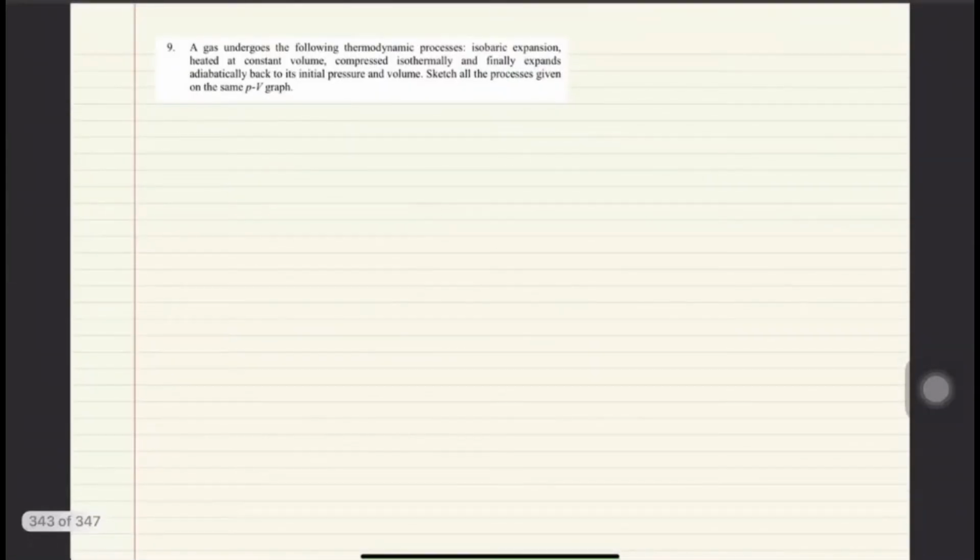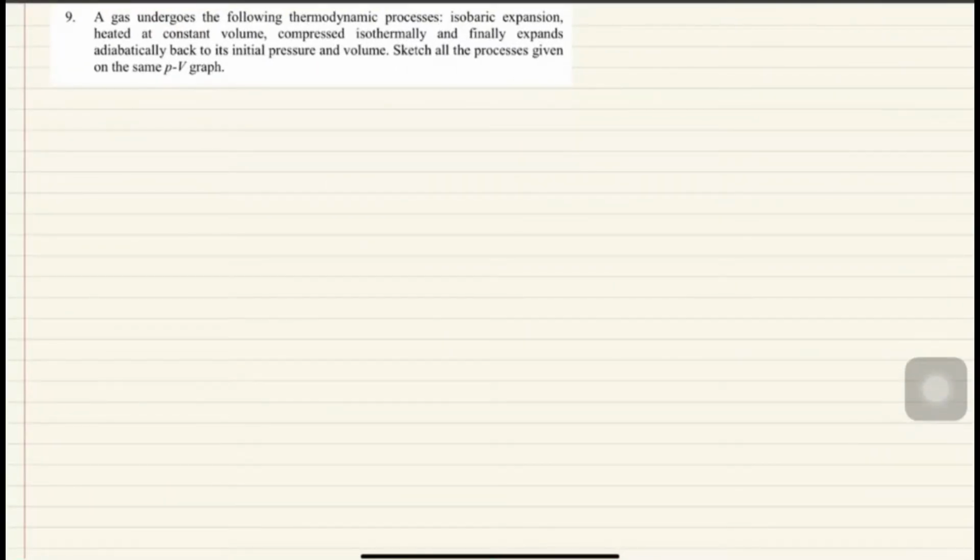Okay, question number 9. Question number 7 we already discussed. 8 also we discussed. We go straight to question number 9. The gas undergoes the following thermodynamic process. Isobaric. Lepas tu compress isothermal. Expand adiabatically. Sketch all the process given. Okay. So if you have this kind of question, kamu dah buat ke belum ni? Dah cuba tapi saya tahu saya salah.